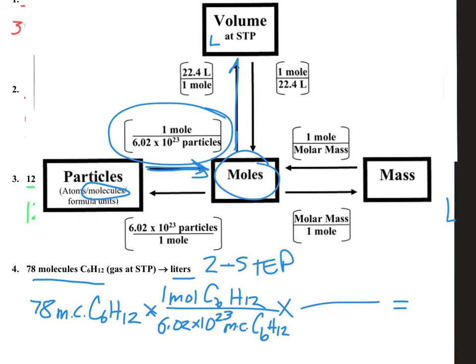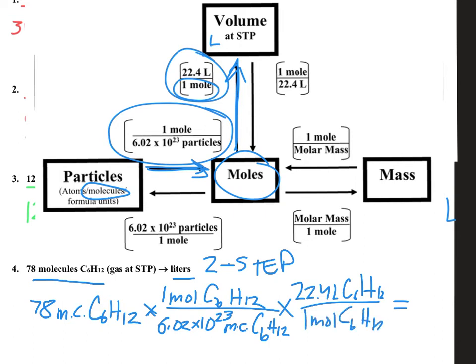Now that I'm in mole island, I'm going to step over to volume island, which is 22.4 liters up top of C6H12. And on the bottom, it says 1 mole. So I'm just following my map. Notice the map naturally does the canceling of units for you. You got rid of molecules, you got rid of moles, and now you're left with liters, which is great. Multiply the first number by the top and divide by the bottom.